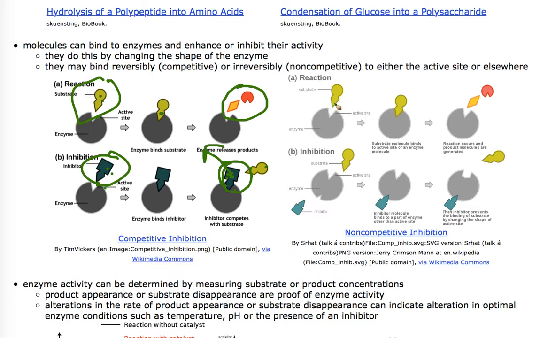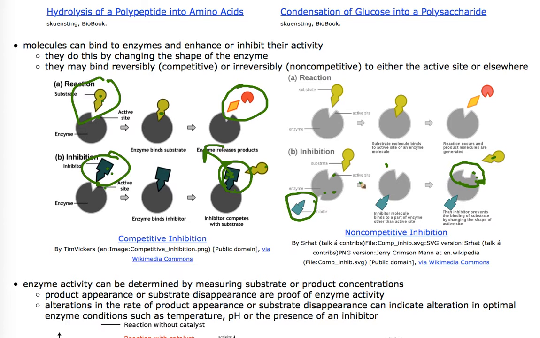Now that's different than this. Non-competitive inhibition is where a molecule either binds at the active site so strongly that it's permanently blocked, or worse yet, it binds to a different part of the enzyme and changes its shape. As a result, you'll notice the active site here has changed shape. As a result of the new shape of the active site, the substrate can't bind, the reaction can't take place.